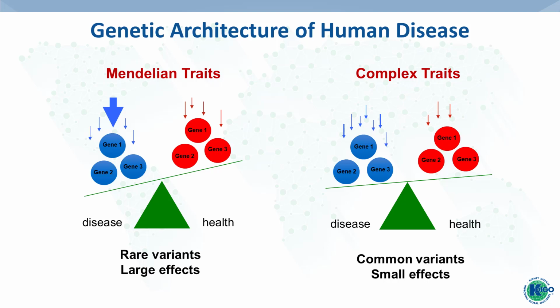On the other end of the spectrum, we are dealing with complex traits that are typically thought to be determined by multiple common genetic variants with additive effects on the risk of the phenotype. Some of them will interact with environment, and cumulatively, these common variants tilt the balance of health and disease towards the disease state, but individually, these variants have relatively small effects.